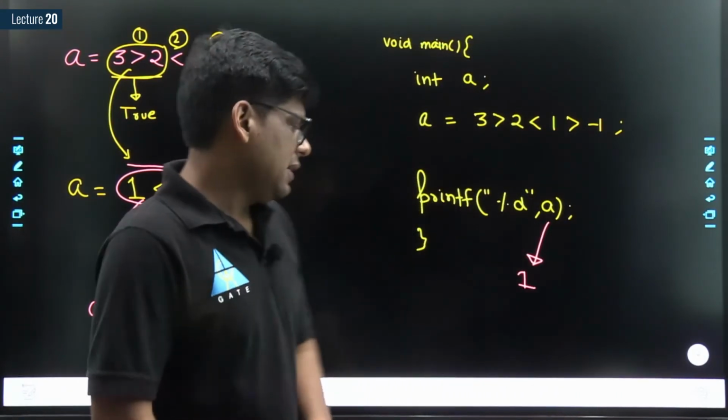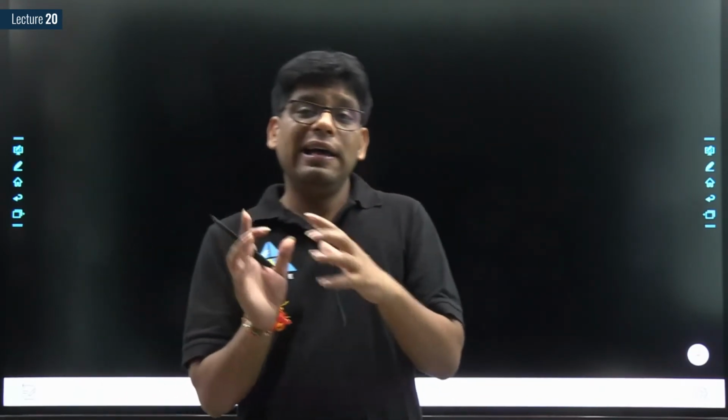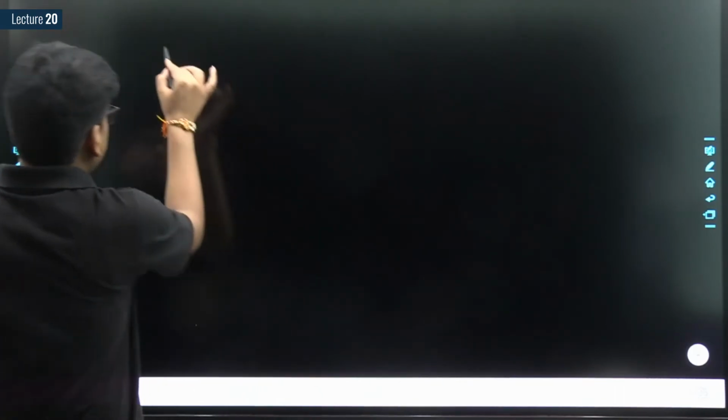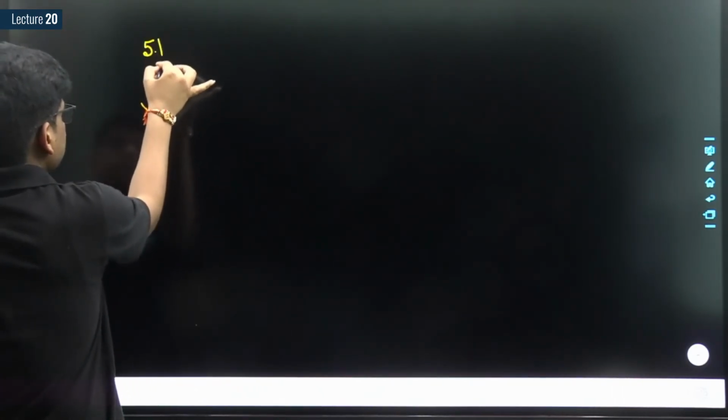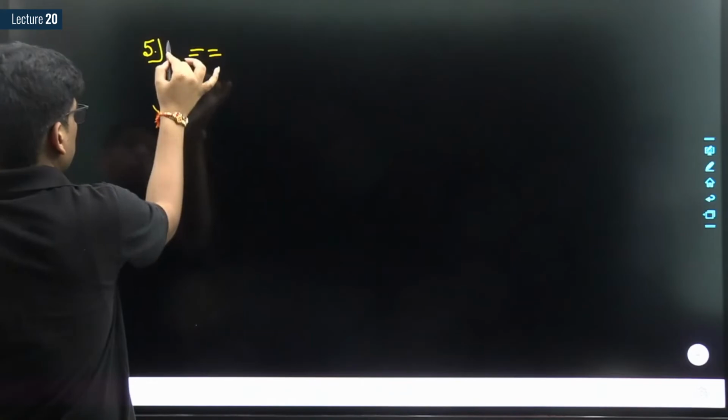Okay, but sir, you said that there are 6 relational operators. Why are we talking about only 4? Because these 4 have the same priority. The remaining 2 have lower priority. That means, let me discuss the remaining 2 operators. Sir, the 5th operator is double equals to.